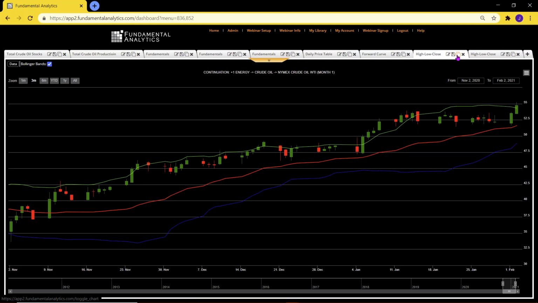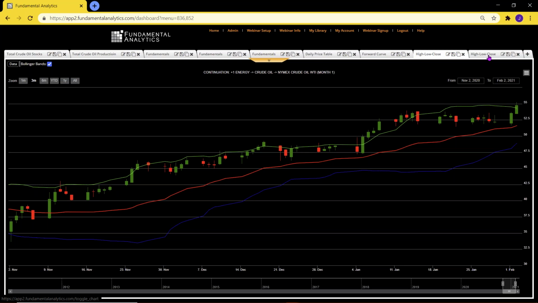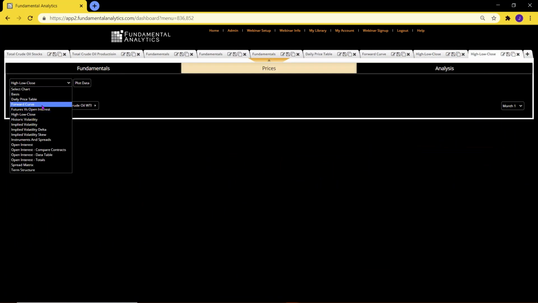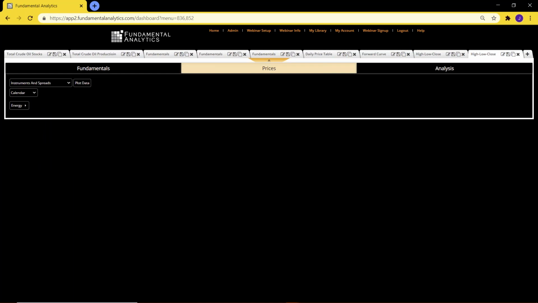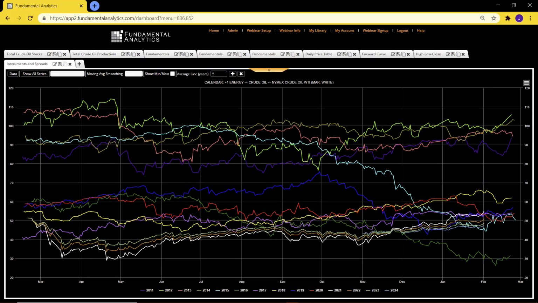I'll click this to create another tab and another choice. We've gone through forward curves. Let's jump down here to instruments and spreads, which is one of the more popular devices we have. It defaults to what we call the front month contract. The March contract is now the front month for crude oil prices. I click plot data. And notice that the method of navigation does not change no matter where you are on the platform. If you understand how to manipulate here, you can do it anywhere else.